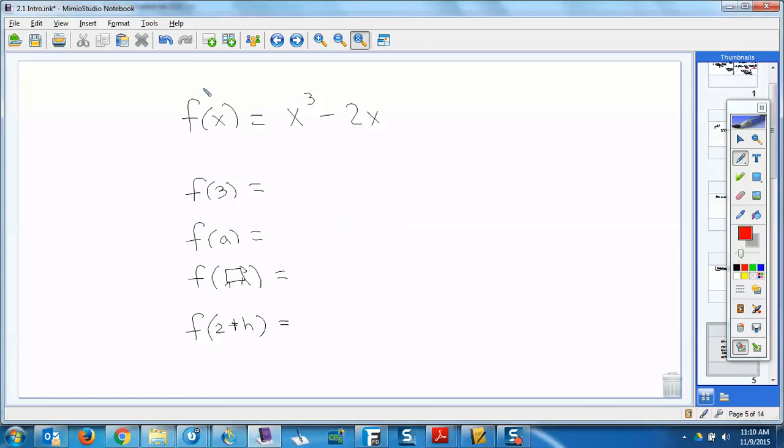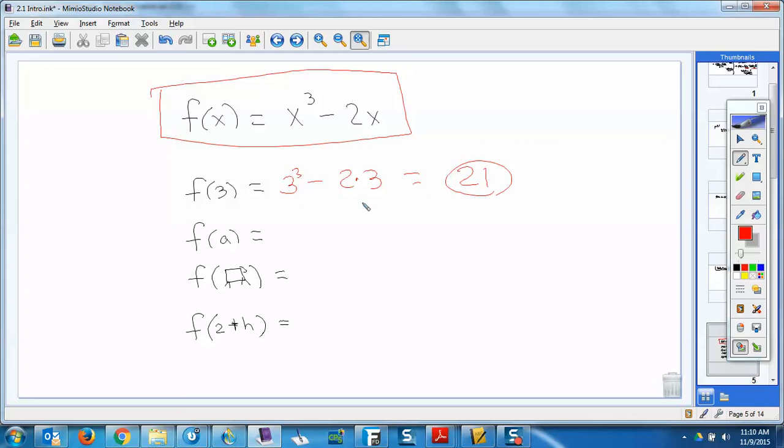If I give you this and ask you for f of 3, what's that mean? Plug in a 3. So 3 cubed minus 2 times 3. You probably wouldn't write that out, you would just do it in your head. 3 cubed is 27 minus 6, 21. We know that. But writing it out kind of helps us for the next one. If I tell you this is f of x and I say, what's f of a? You plug an a in. And that's all you can do.